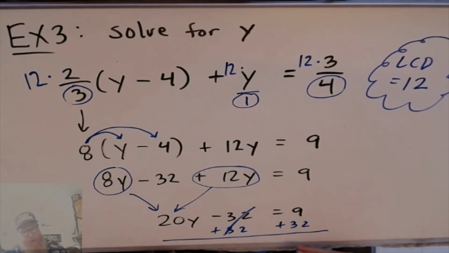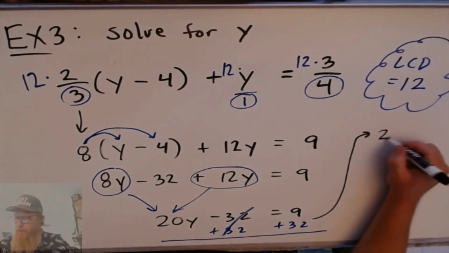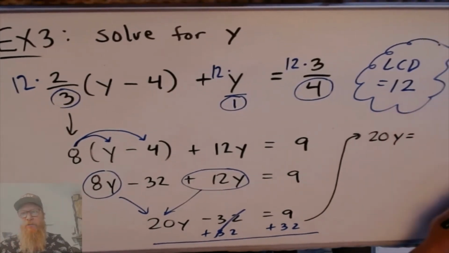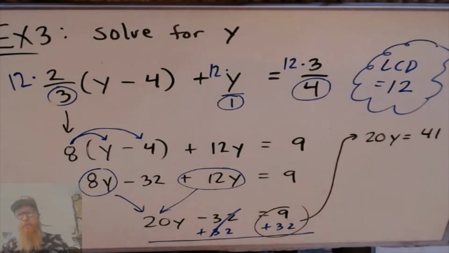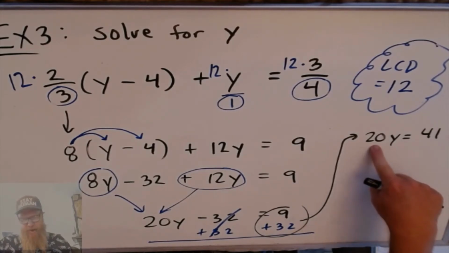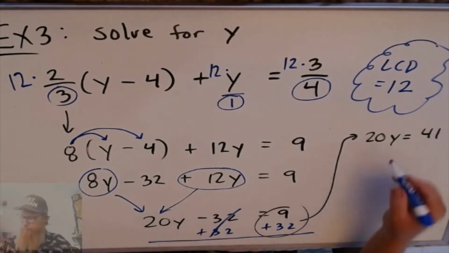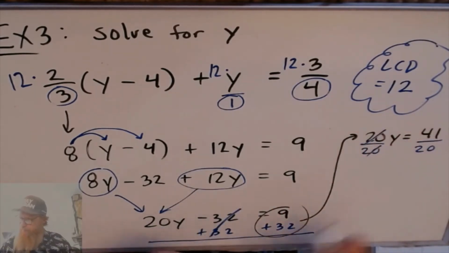Again, I got to the bottom of my board. I'm moving over sideways. So now I've got 20y is equal to 41. And my last step is to divide by 20 to get the y by itself.